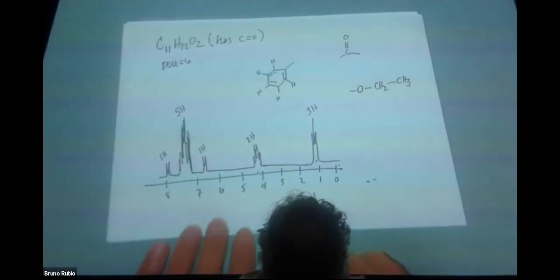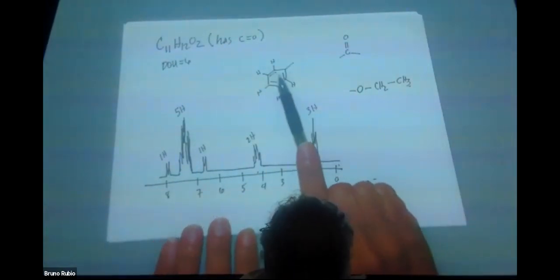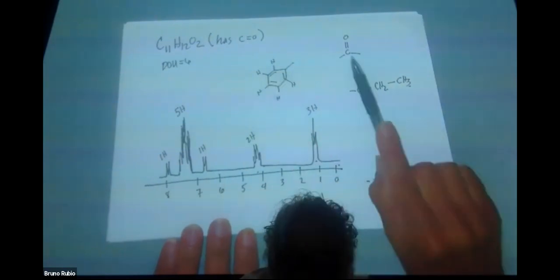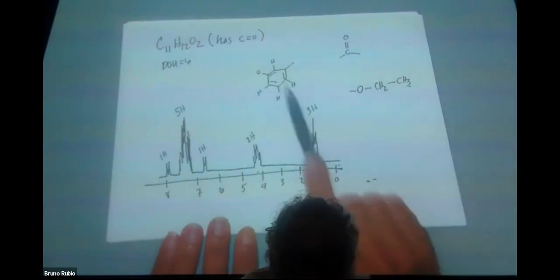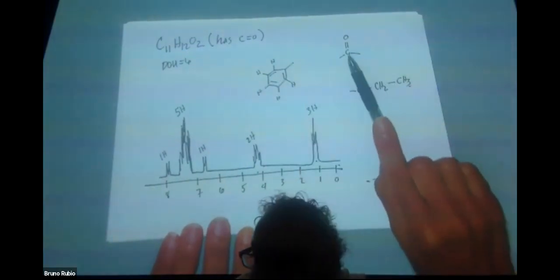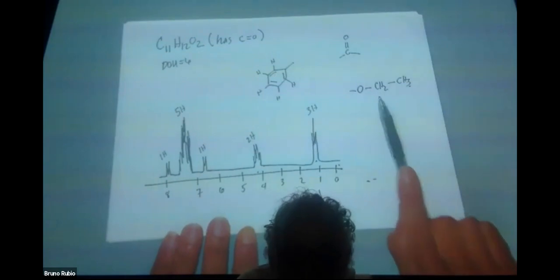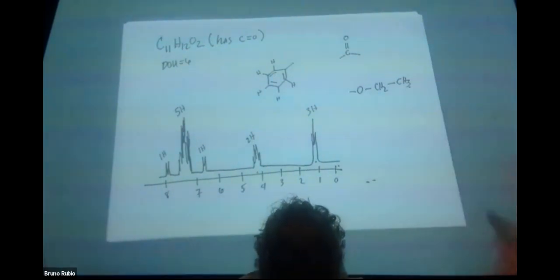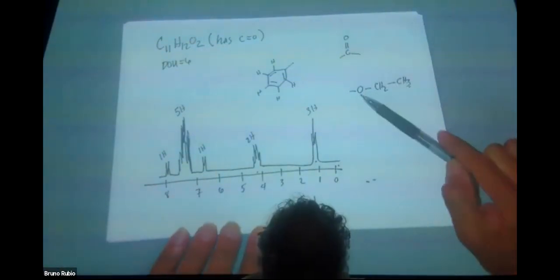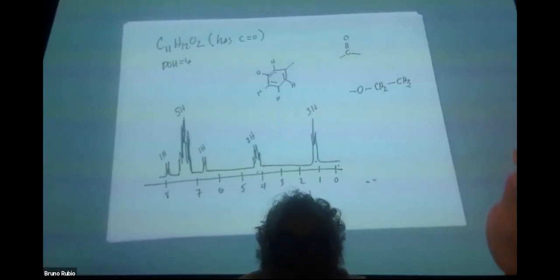Let's take stock. How many carbons are we looking at? We're looking at 5, 6, 7, 8, 9 carbons. We're only looking for 2 more carbons. We have all of our oxygen there. So right now we're looking for 2 more carbons and 1 more degree of unsaturation.